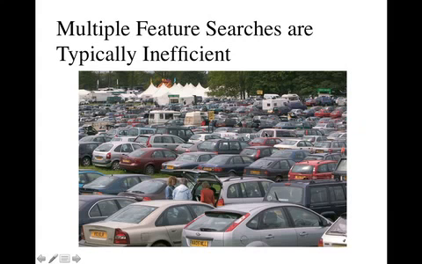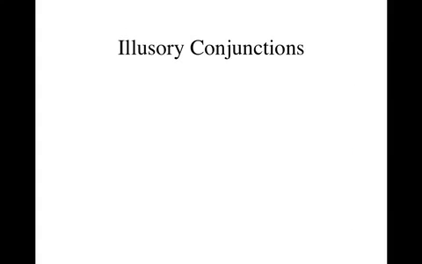And this is why it's hard to find your car in a crowded parking lot, because you usually need to do a conjunction search. Cars have similar shapes. Maybe your car has one different shape, but other cars have that same shape. And then you have to find the conjunction of shape and color in this case in order to identify your car. And that requires serially searching through all of the different cars. So it's highly inefficient.